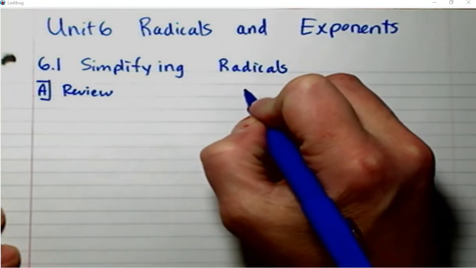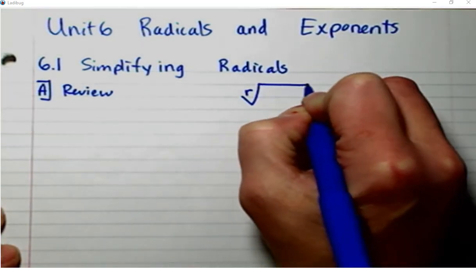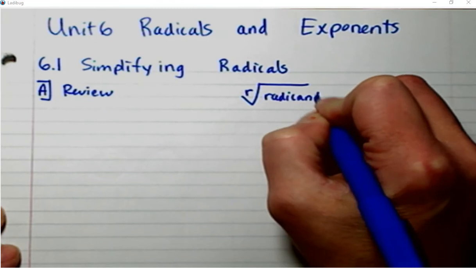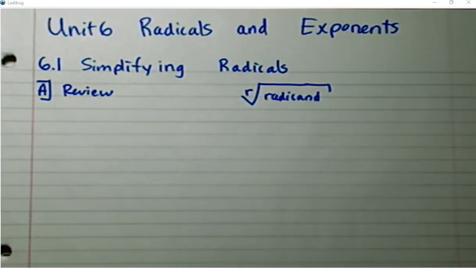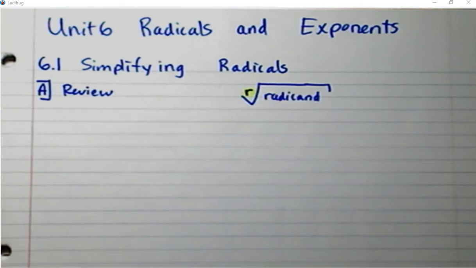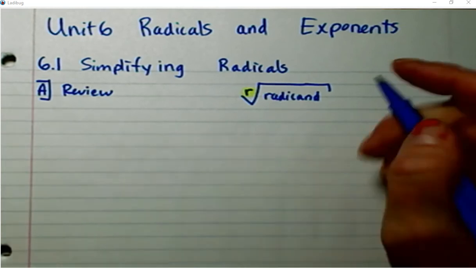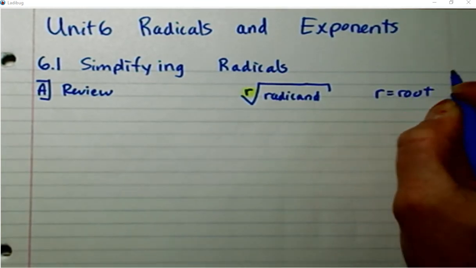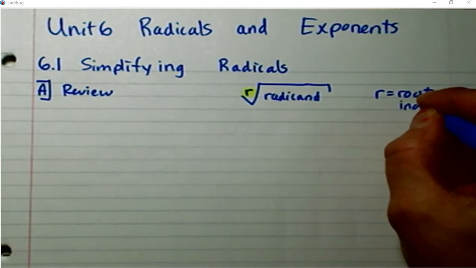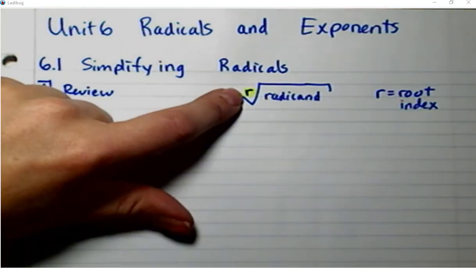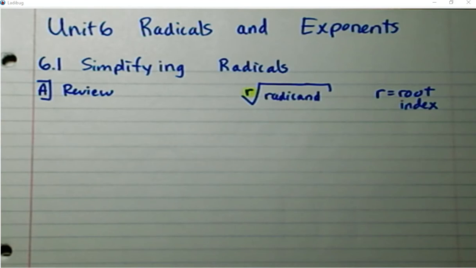Okay, so our review. So we're going to put our radicand. This is just a little vocab. The R is the root, right? When you don't have a square root, you have to identify the root, and you do that by putting the number right there. So R is the root. Sometimes we call that the index. That is the decider of what kind of numbers you're looking for. When it's a square root, you're looking for perfect squares. When it's a 3, you're looking for perfect cubes.